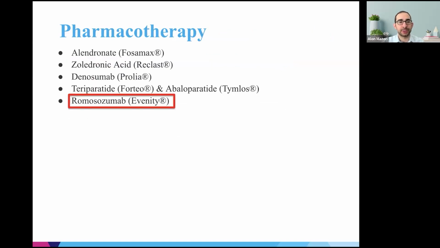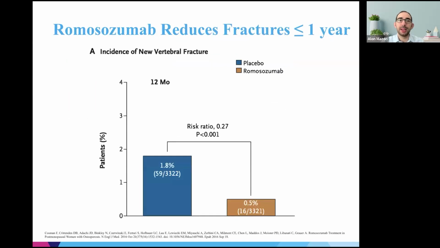Our last medication for today will be romosozumab. This medicine is quite impressive. Within 1 year of treatment, we can reduce the risk of a new vertebral fracture by 73%, with a number needed to treat of only 77.